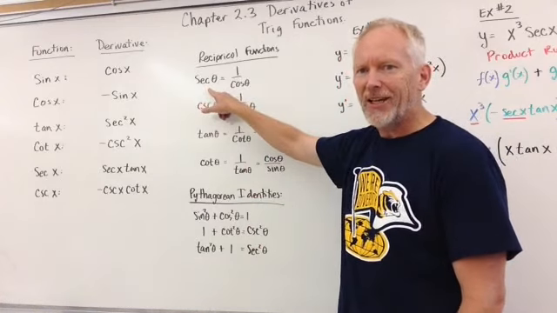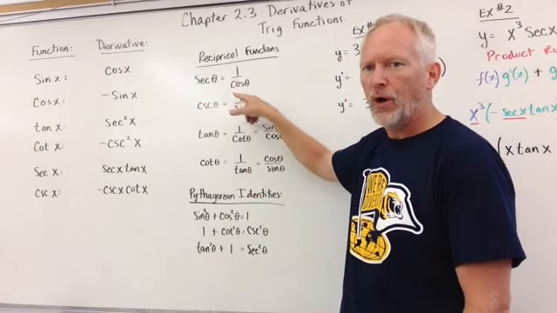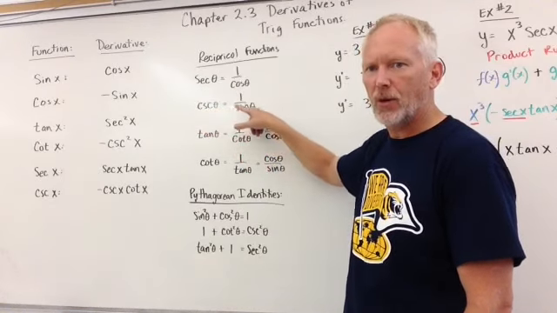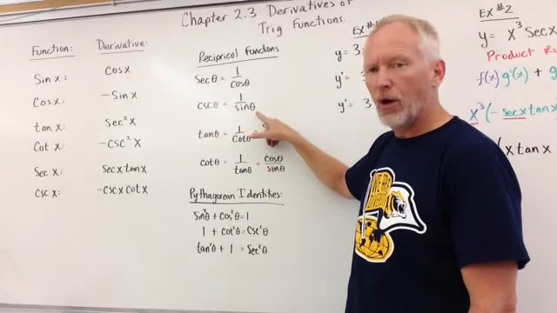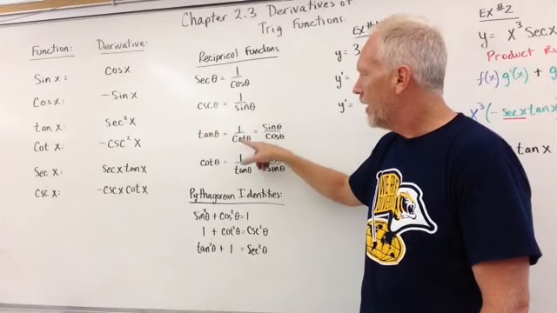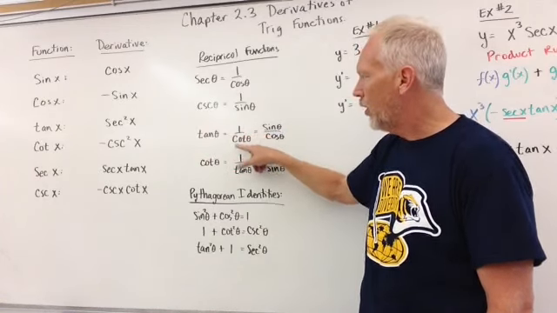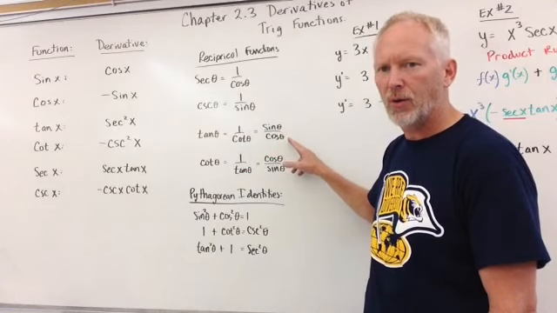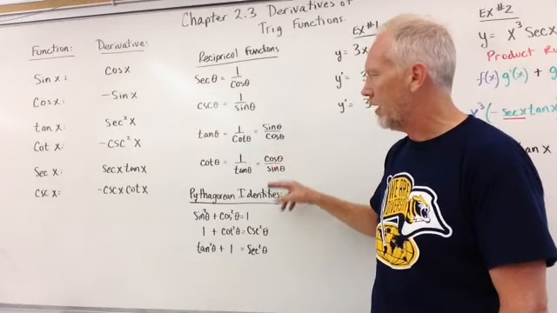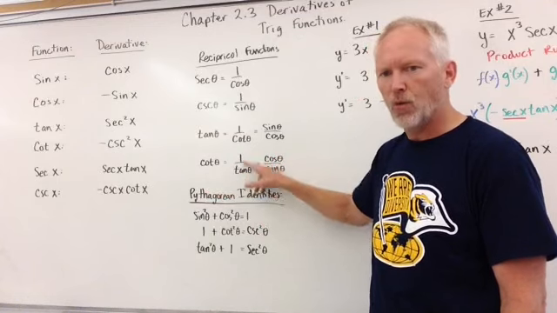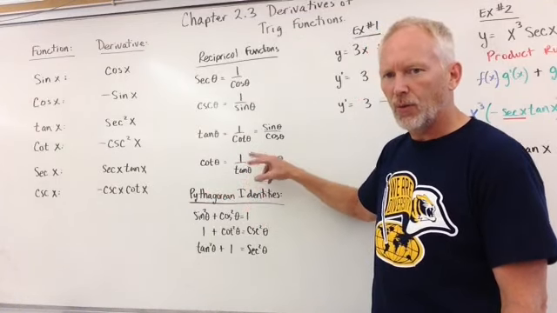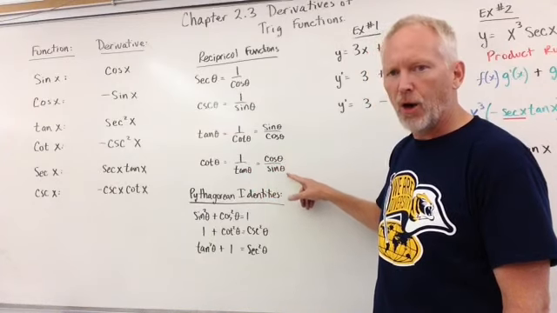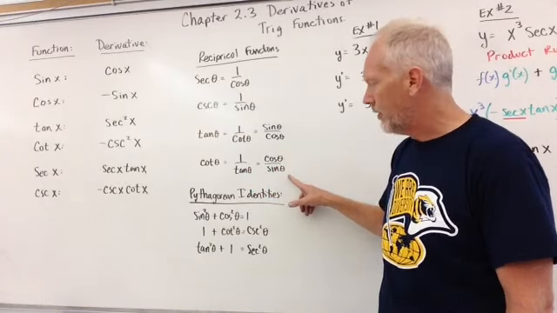So recall, secant of theta is equal to 1 over cosine of theta. Cosecant of theta is equal to 1 over sine of theta. Tangent is 1 over cotangent, but recall it's also sine over cosine. So a couple little things there. Cotangent is 1 over tangent. So the reciprocal, again, cosine over sine is cotangent.